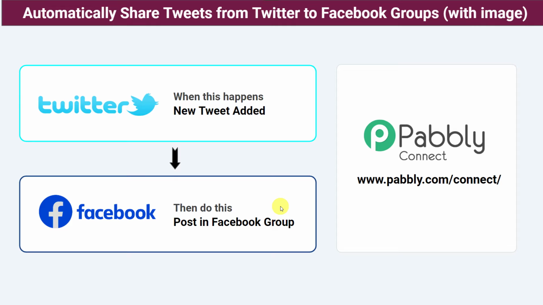But here we have a problem that there is no direct connection between Twitter and Facebook. So how will the data be transferred from Twitter to Facebook automatically? As a solution, we are going to use Pabbly Connect. Pabbly Connect is an automation and integration software which will help us in integrating Twitter with Facebook automatically. The best part here is it doesn't require any coding skills or programming knowledge. Even a non-technical person can do this very easily.